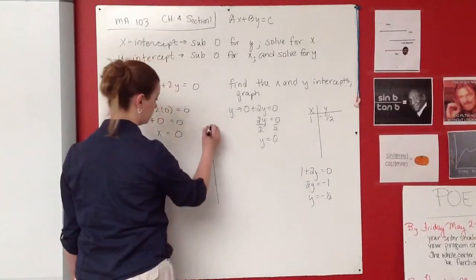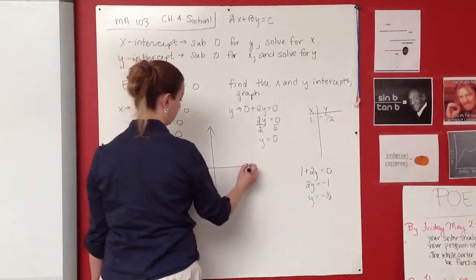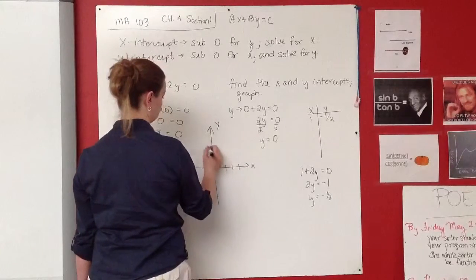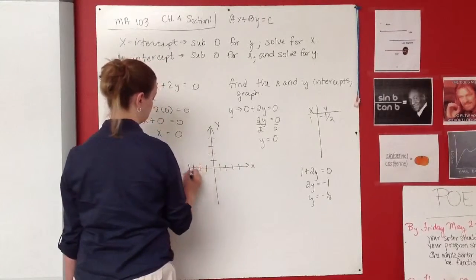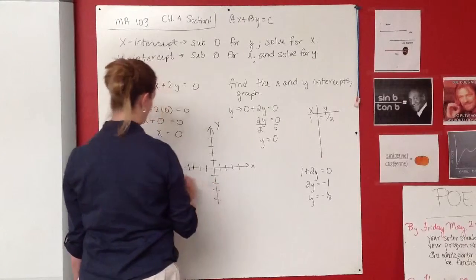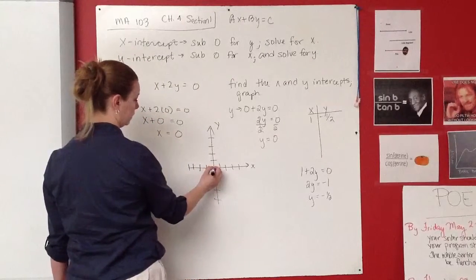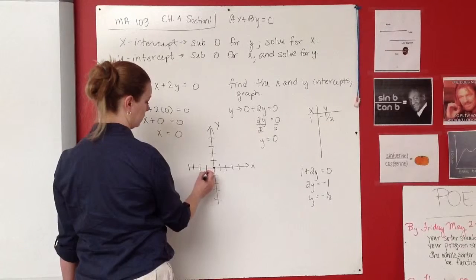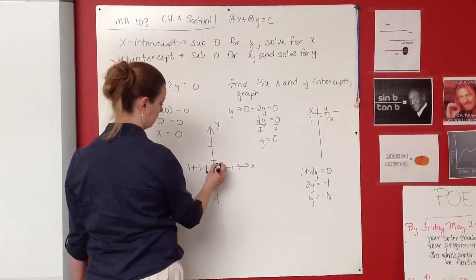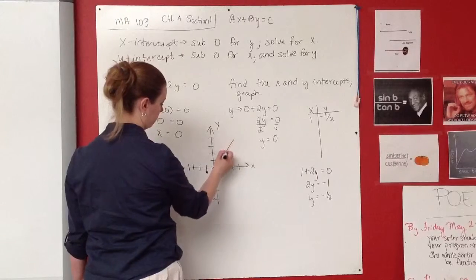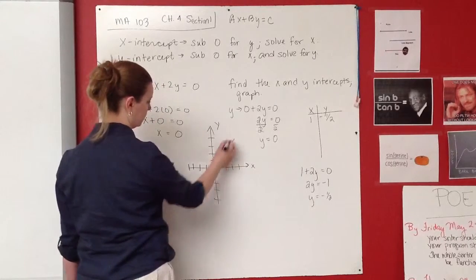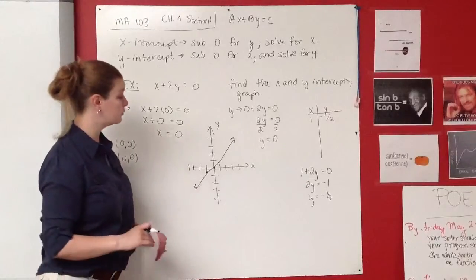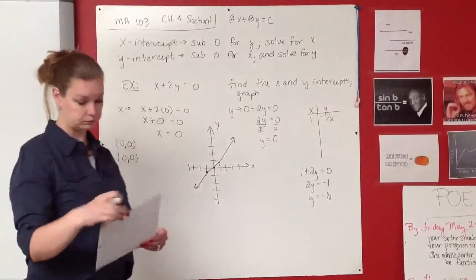So to graph this, you have your x-axis, your y-axis. Your first point is 0, 0. Your second point is negative 1, negative 1/2. So it's about here. So you just connect the dots. That's supposed to be a straight line. Clearly my art skills are not very good. But anyway, so there's your graph.